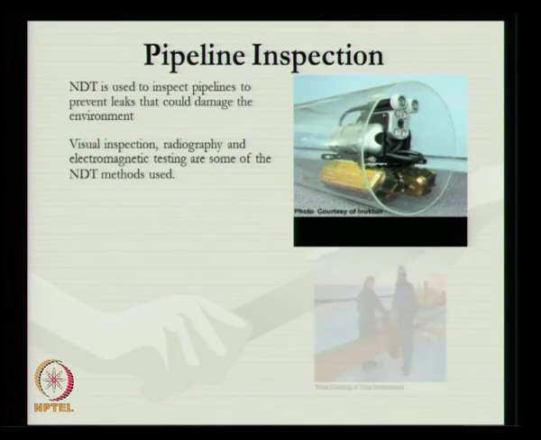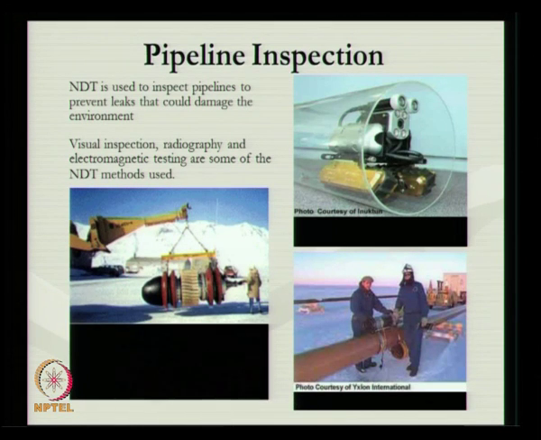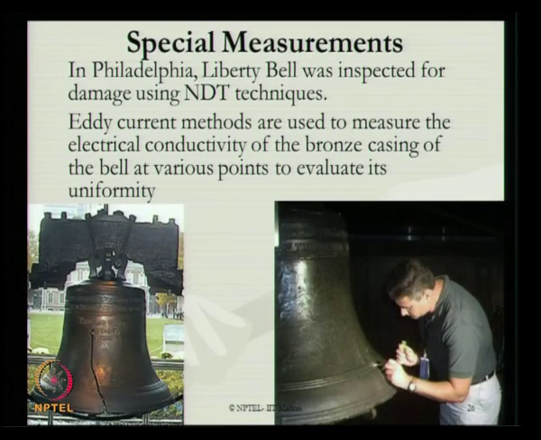For pipeline inspection, NDT has been used as a very common tool to inspect the pipelines to prevent leakage that could damage the environment completely. Visual inspection, radiography and electromagnetic testing are some of the NDT methods which are commonly used for inspecting pipelines which carry fluid or oil at high temperature and pressure. There are other special measurements which are also deployed.